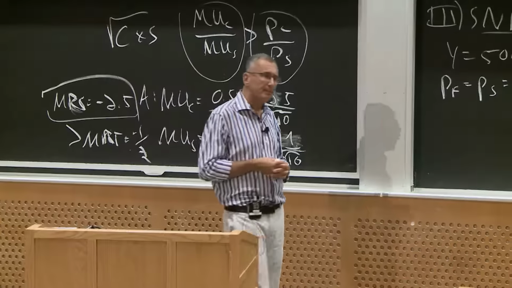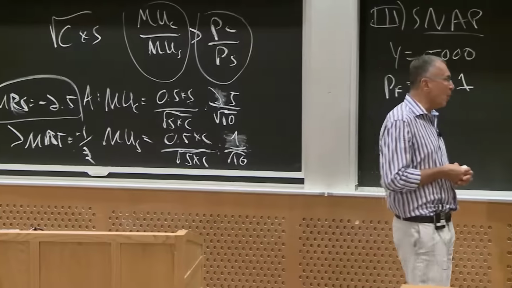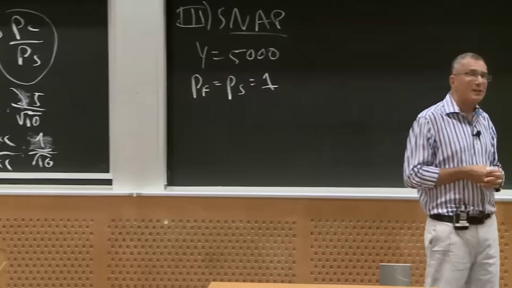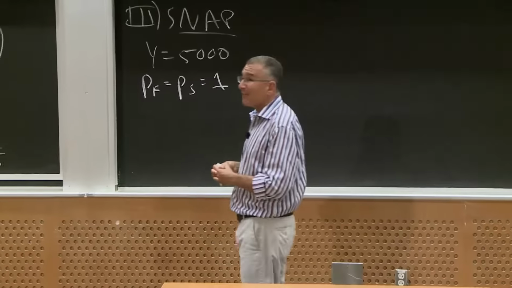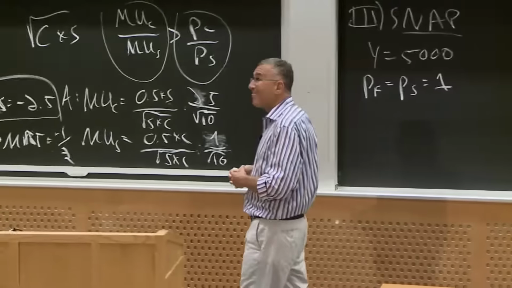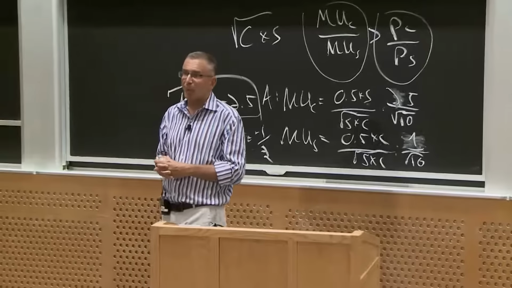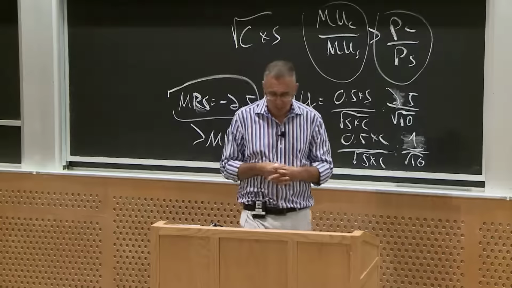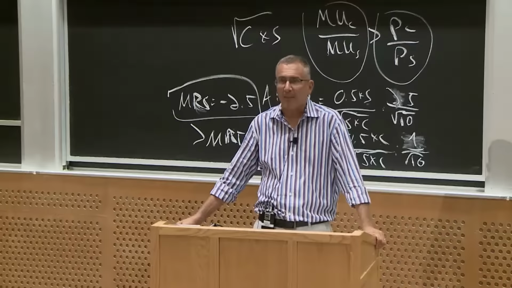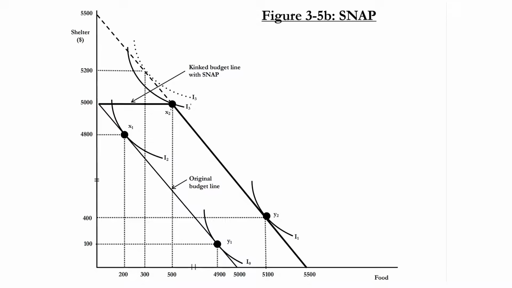Now is the hard part. Imagine the government says, you know what, poor people, we're not giving you $500 in cash. We're going to give you a $500 debit card that you can only spend on food, not on shelter. How does this change the budget constraint? Here's the hard part. Okay, we start with the same original budget constraint in figure 3.5b. But now, it's different than giving the $500 in cash.